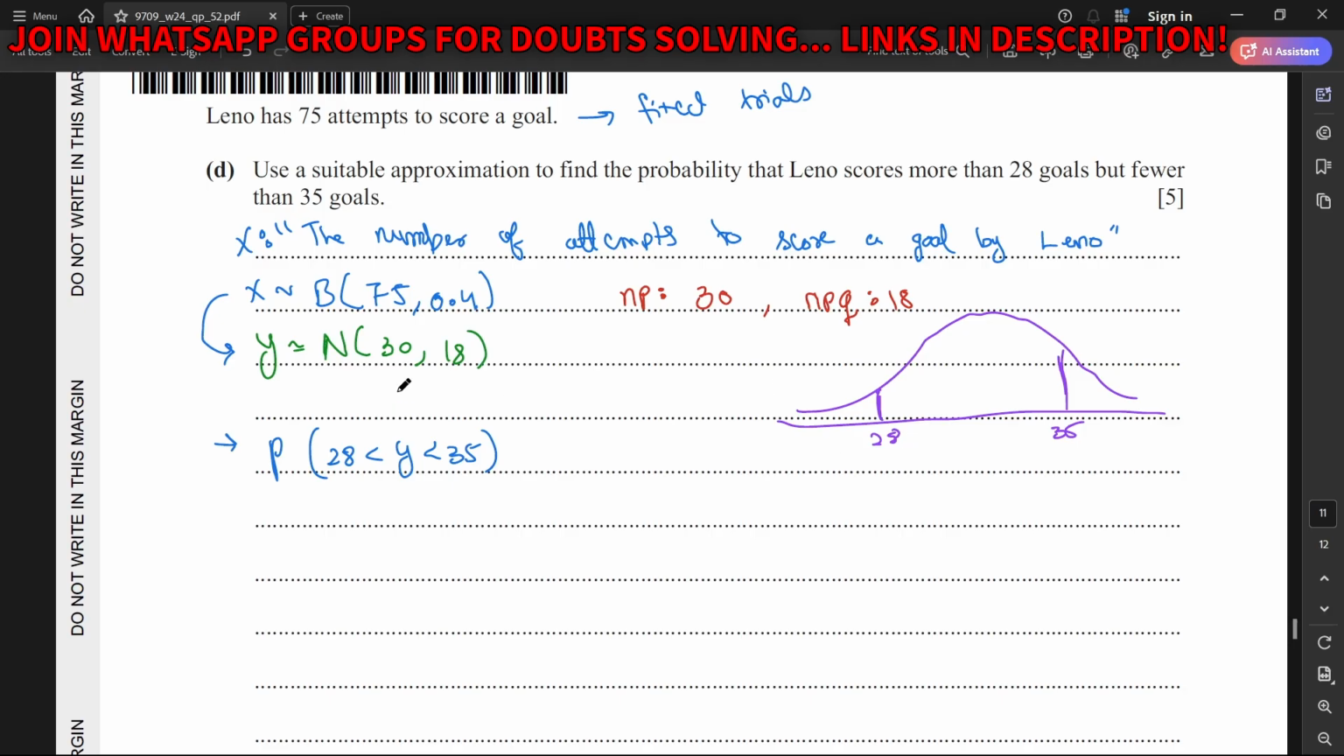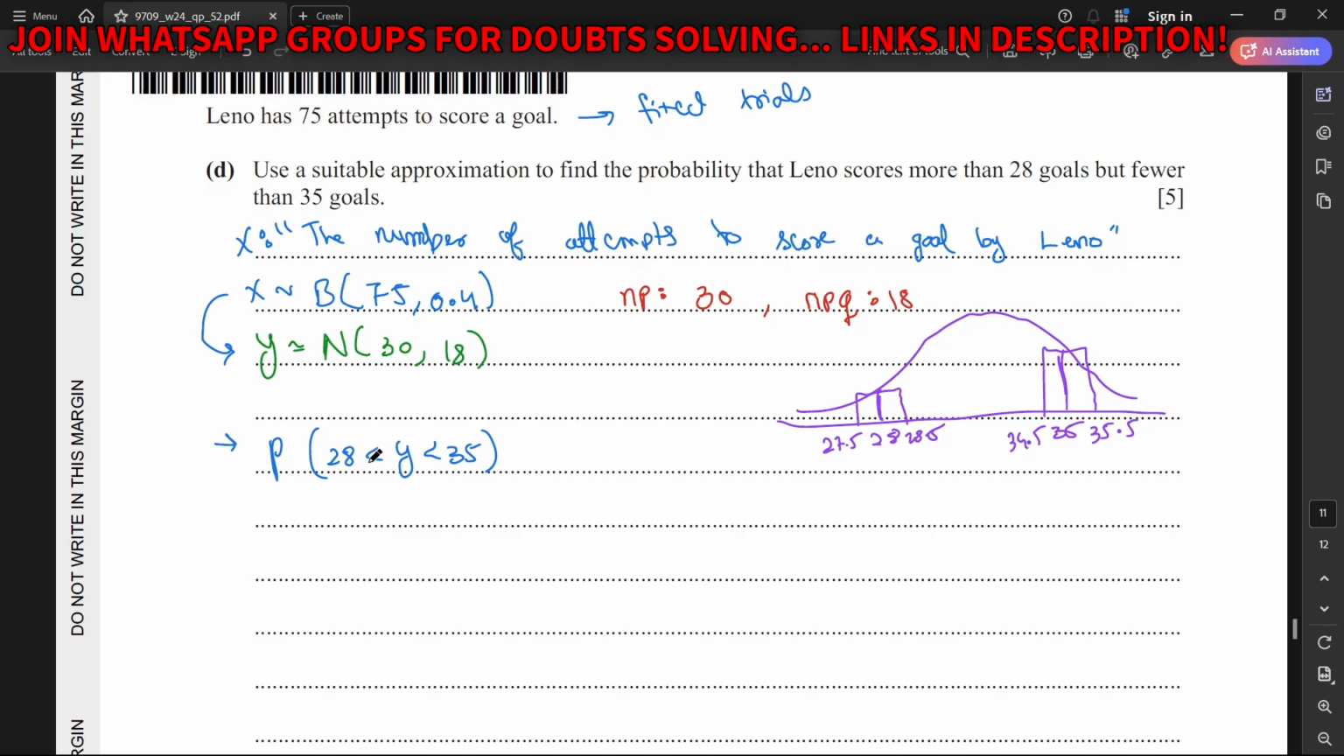Now to make it into a continuous format, we add plus minus 0.5. So I can say that this is 27.5, this is 28.5, and this is 34.5, and this is 35.5.